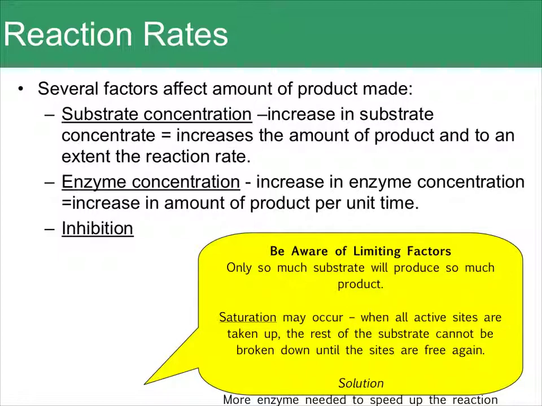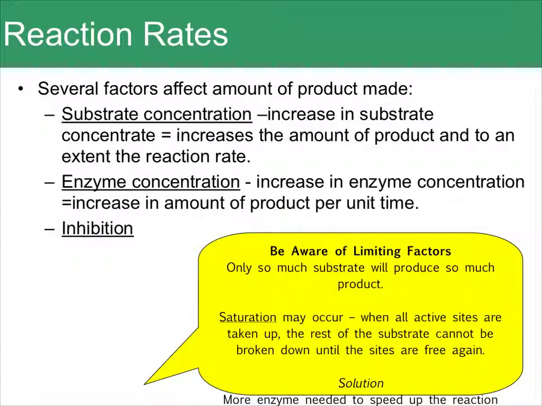Then there's the concentration of enzymes. If I increase the enzyme concentration, I increase the amount of product that I can make per unit time because I've got more active sites that can work at a given time. The other one is inhibition, things that may slow down the rate of a reaction. One thing to be aware of is limiting factors.